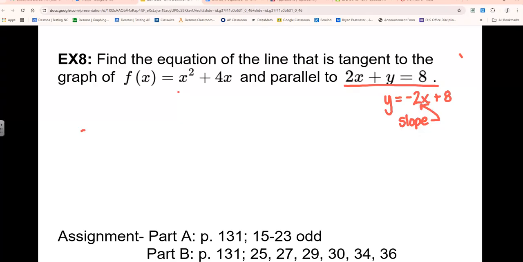So that is the slope of the green line that we graphed. I need the slope of my tangent line to be equal to that. What do I have to do to find the slope of the tangent line? We know the slope of my tangent needs to equal the slope of this line over here, which is negative 2. And the slope of the tangent is f prime of x.